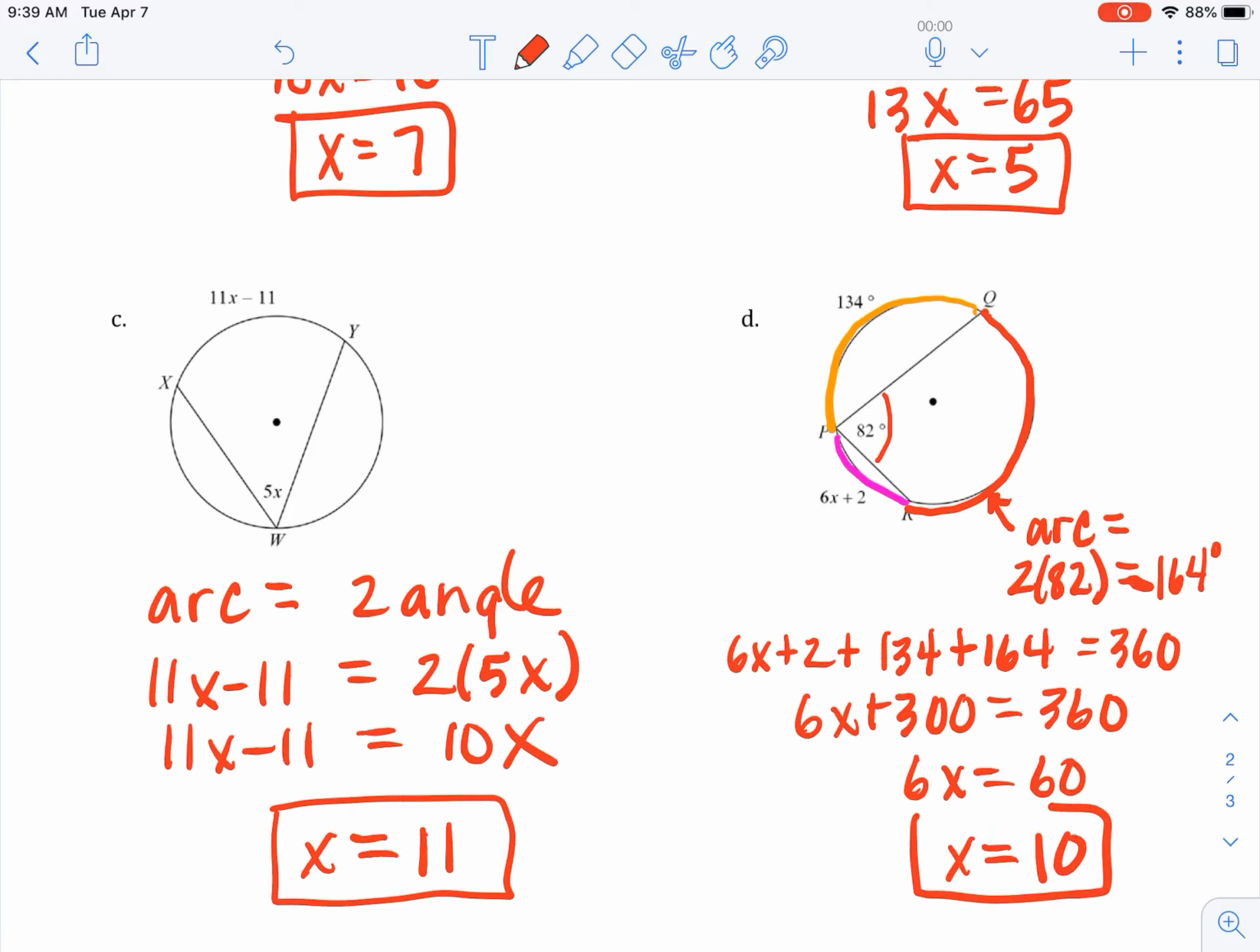All right, so that one was a bit of a puzzle. You had to kind of think about what could you do with that 82 that would help you out.